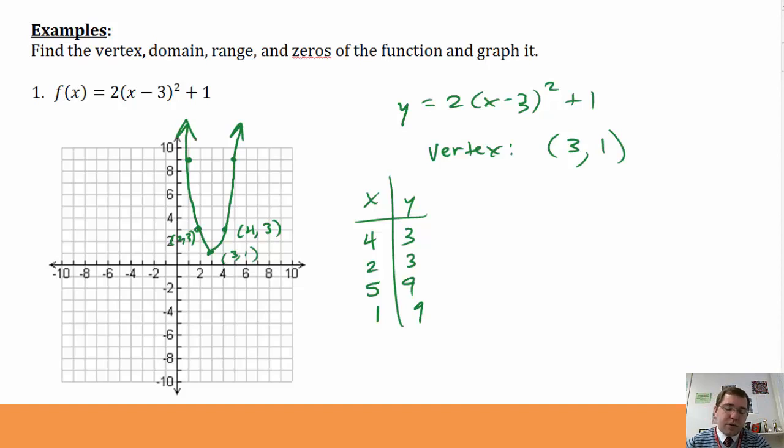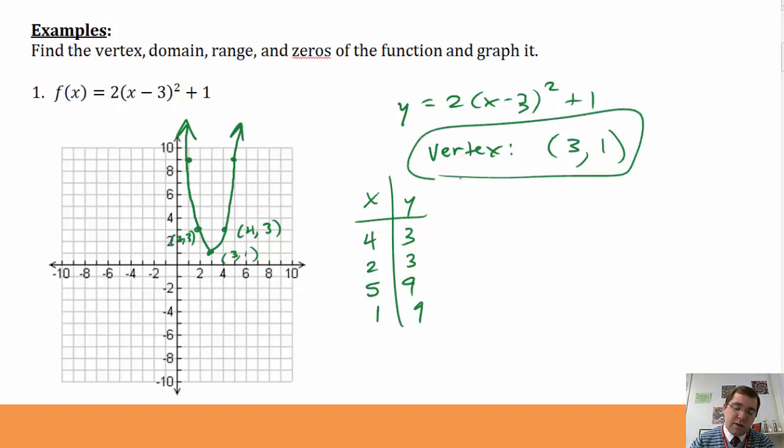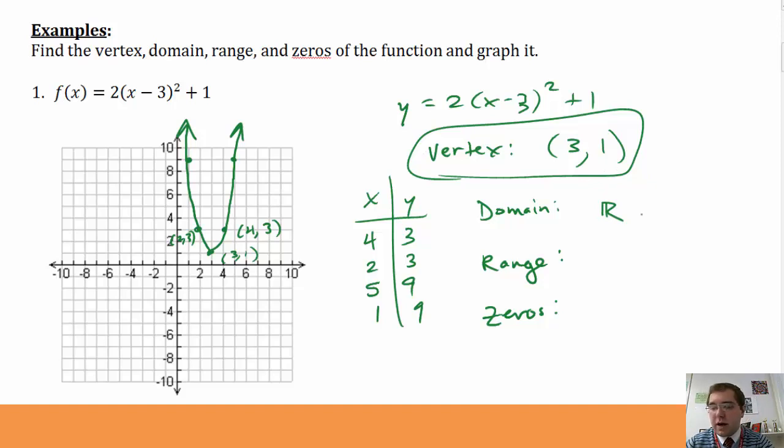Alright, so I found the vertex. That's 3, 1. I need the domain, the range, and the zeros. Okay, the domain for any quadratic function is going to be all real numbers, because there is no restriction on what I can plug in for x. Any real number that I plug in for x, I will get out a number for y.